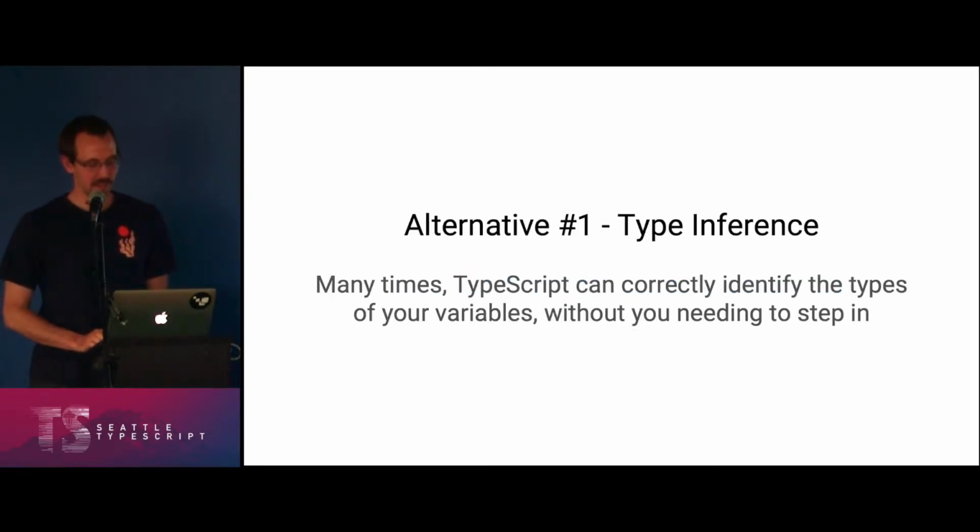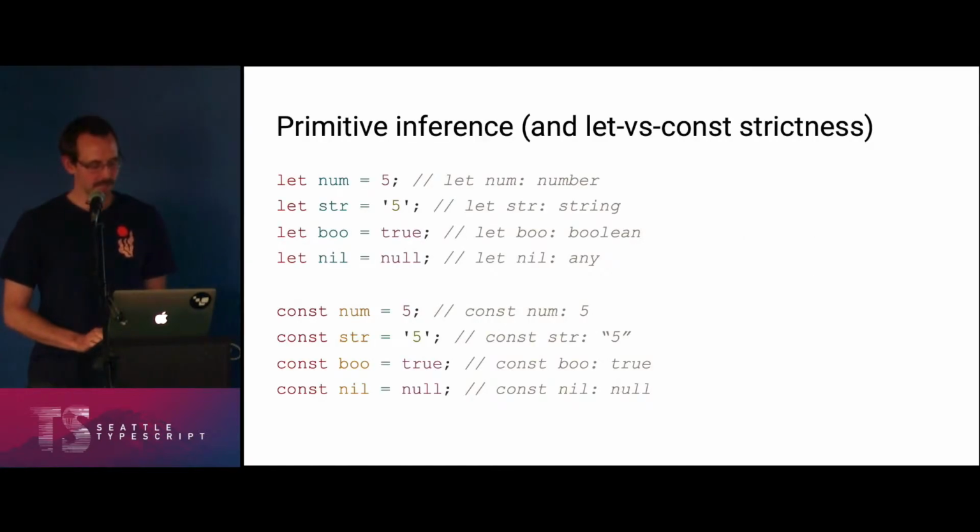Alternative number one is type inference. TypeScript has really powerful type inference. A lot of times it can correctly identify the types of your variables without you needing to step in. There's a ton of primitive inference that happens, and whether you use let or const actually affects the kind of inference that happens. So here with these consts, you can see that the inference is more strict and narrow.